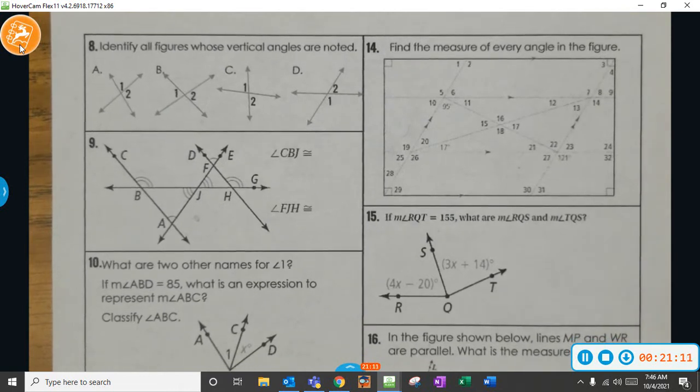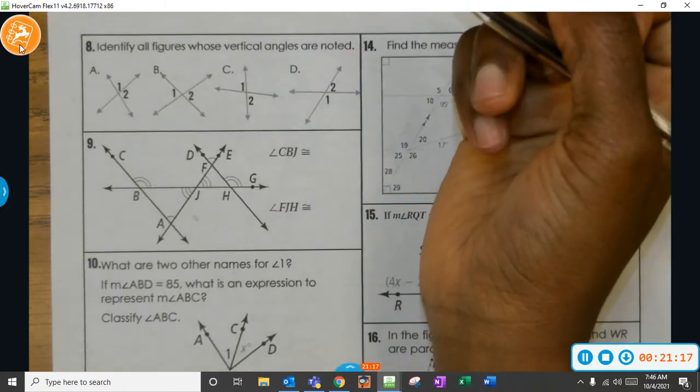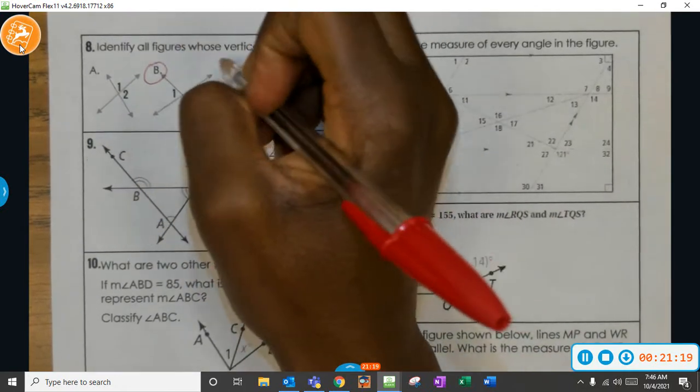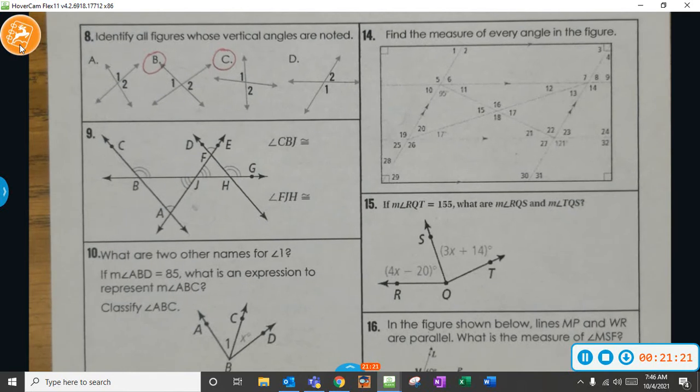Okay, on to the back 8. It's just identifying the vertical angles. You should be able to recognize from the picture that the vertical angles are across from each other, so that B and C are the two figures whose angles are vertical.